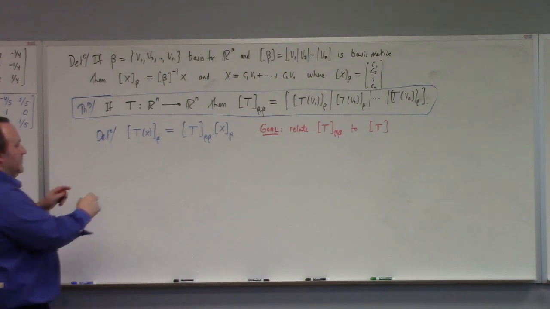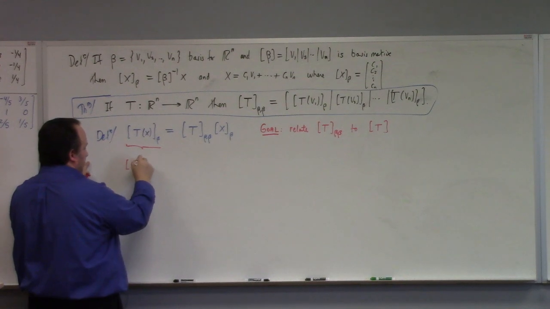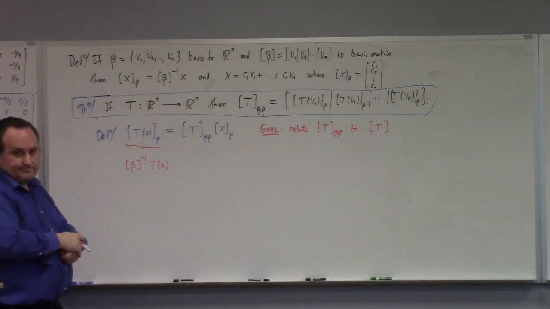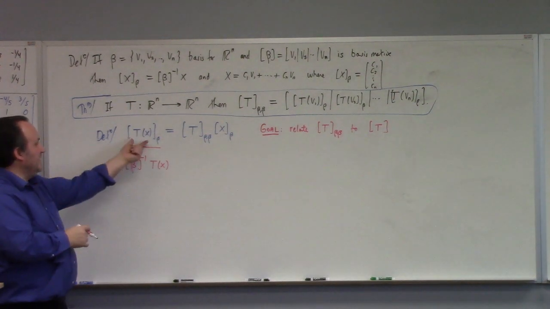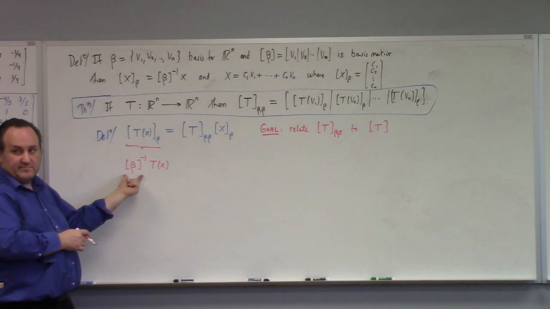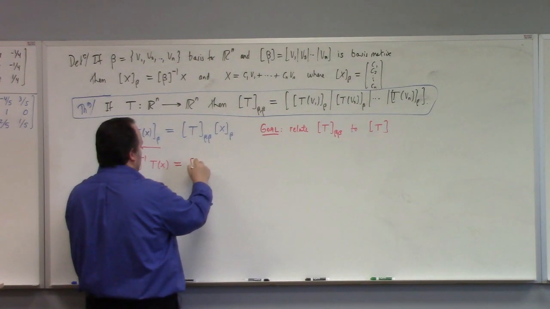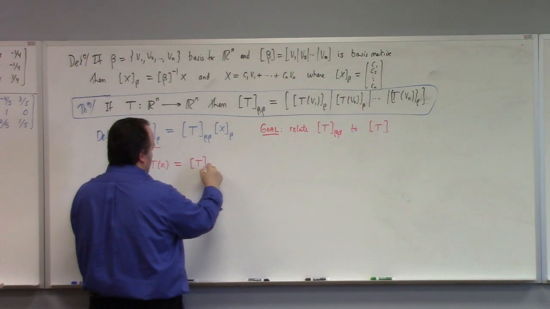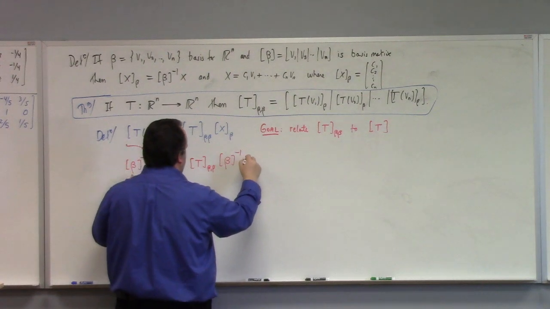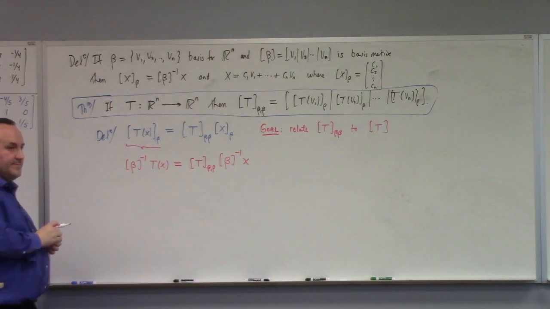It's not hard. So this right here is the basis inverse matrix times T of x. Right? Because the beta coordinate of a vector is the inverse basis matrix times the vector. On the other hand, this is equal to the matrix we're trying to find times, well, the basis inverse matrix times the vector x. Right?